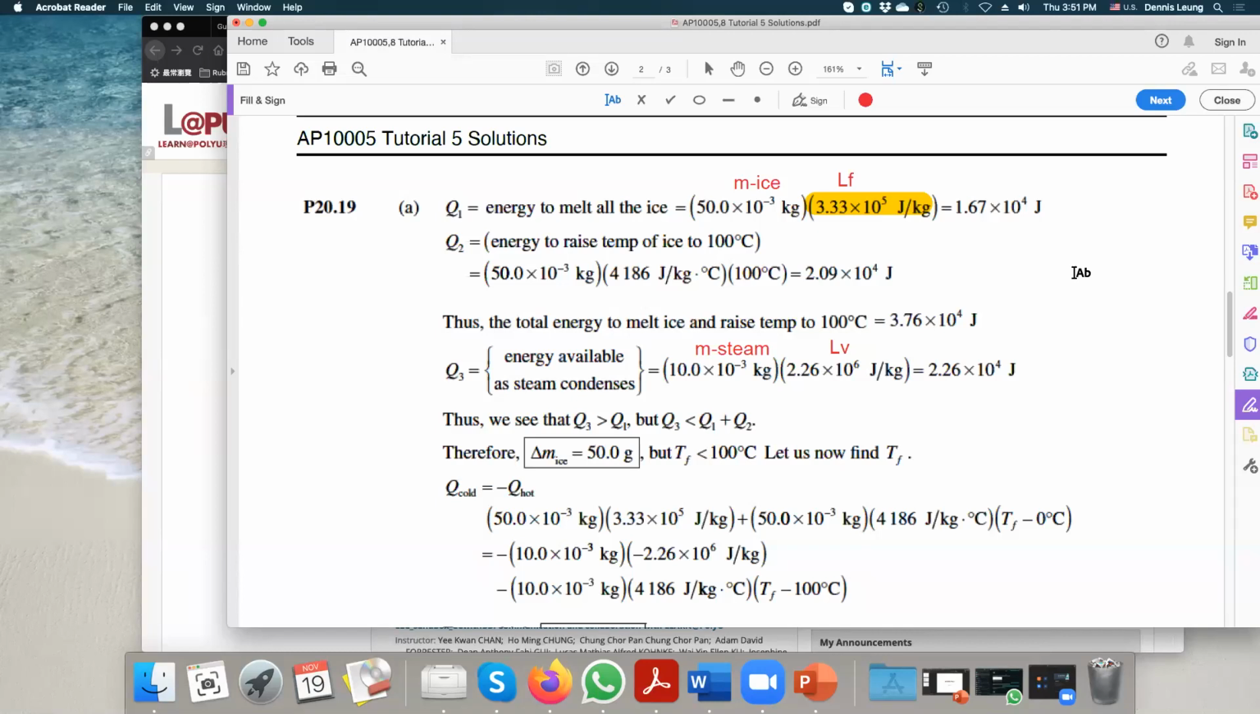What does that mean? Now, think about it. You have the ice that melts completely, and it requires 1.67 times 10 to the power 4. The energy can completely come from Q3, which is the energy that could be given up by the steam when it condenses into water. So before all the steam condenses into water, all the ice has already melted. Q1 is smaller than Q3.